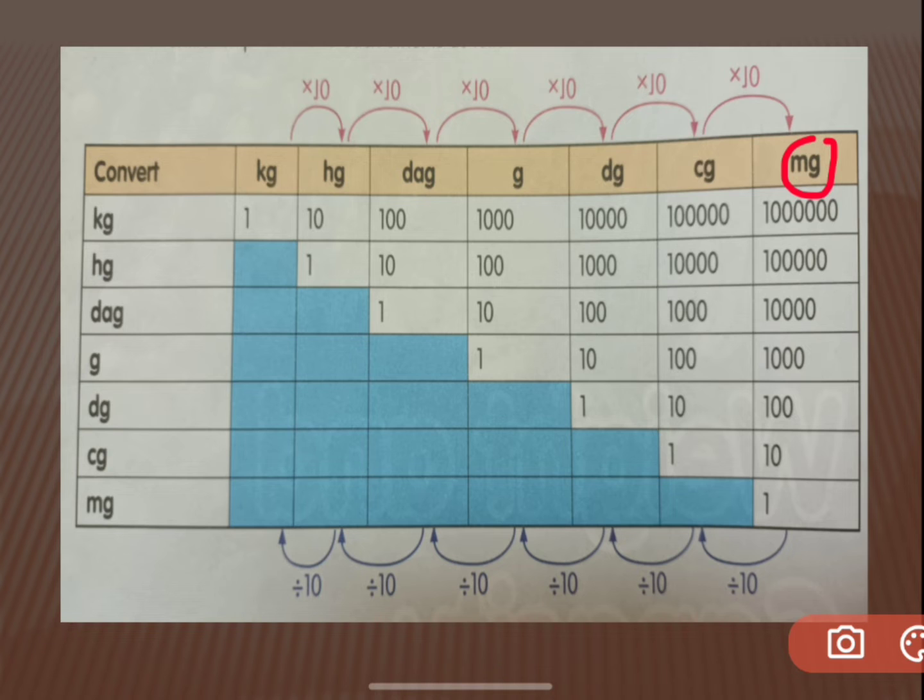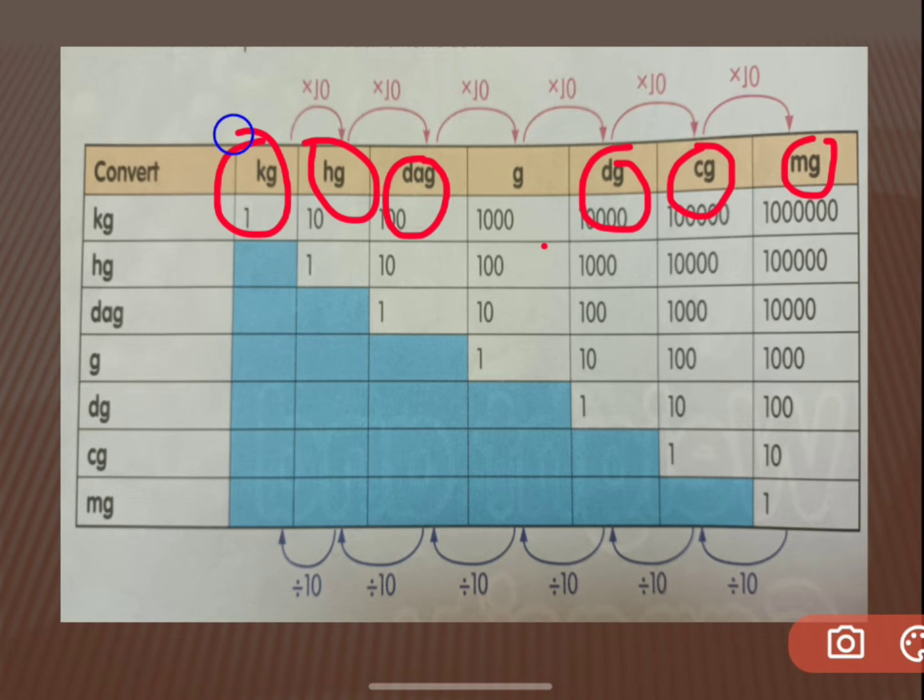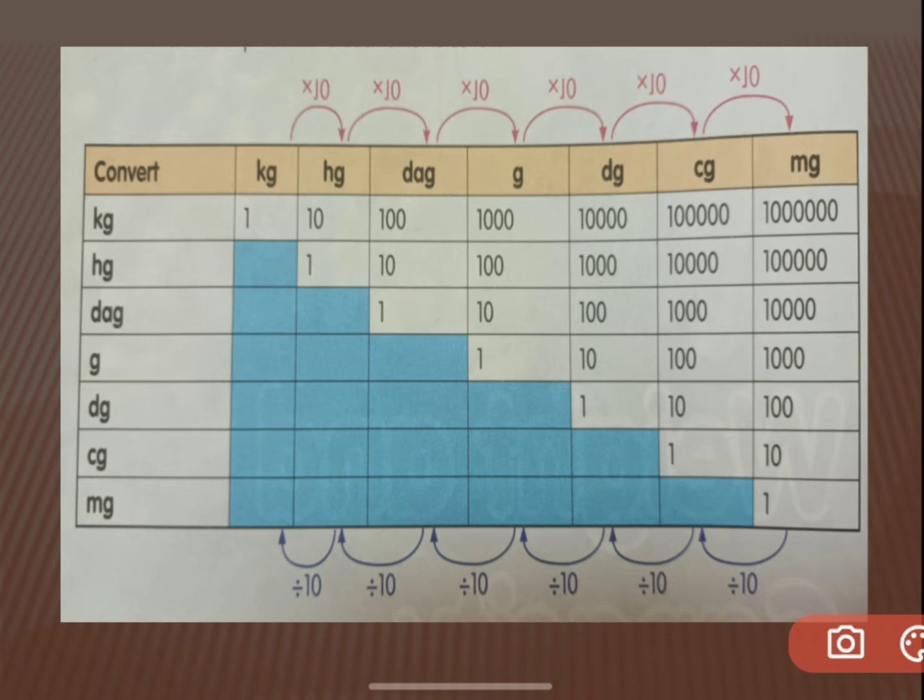So first, the smallest unit is milligram. Okay, then you have centigram. Yes, then you have decigram, then you have grams, then decagram. Okay, decagram, then hectagram, hg. Next, the biggest one is kg, which is kilograms. Okay, children, first milligrams, centigrams, decigrams, grams, decagrams, hectograms, and kilograms. Okay, so in this way you have to remember, children.